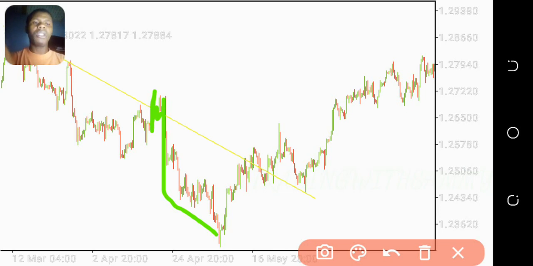Now the next time it will be coming, this time around, it's going to be spiking up. Now what did you see price do? It went up and it came and rested here before going back. It came and respected the trend line, which was broken.